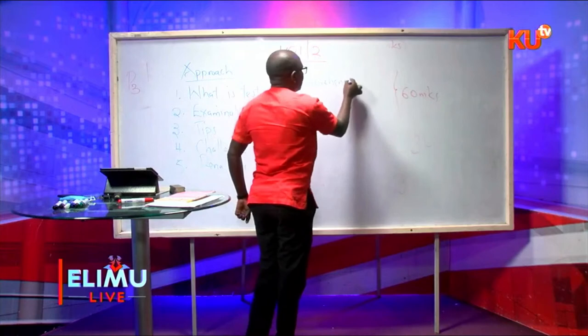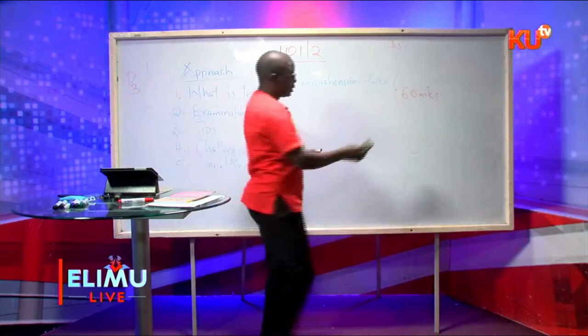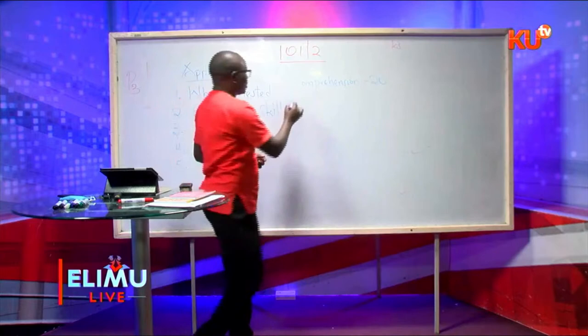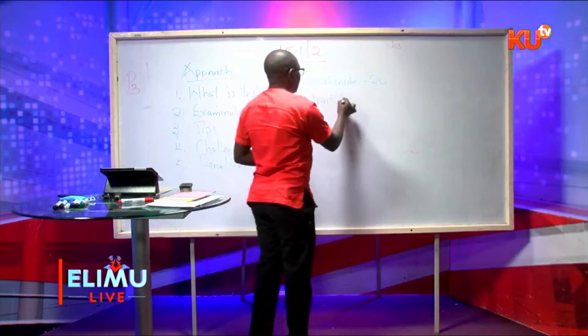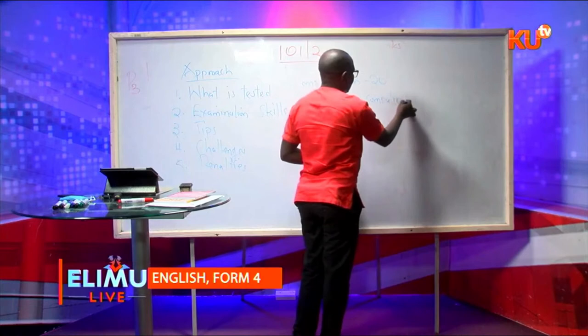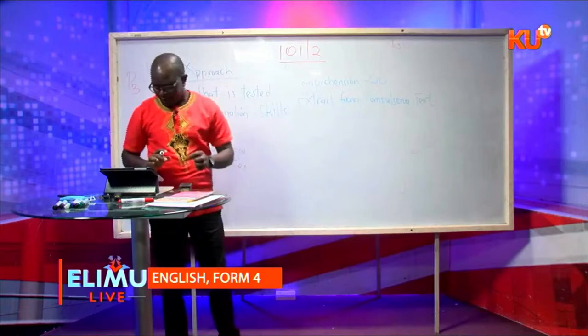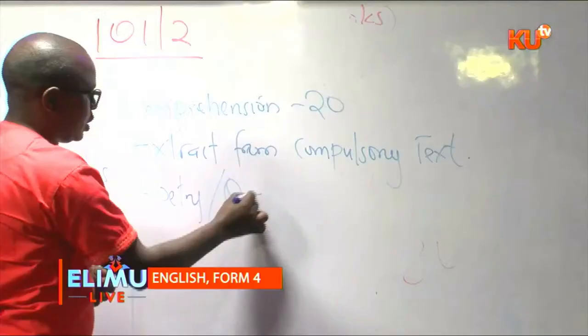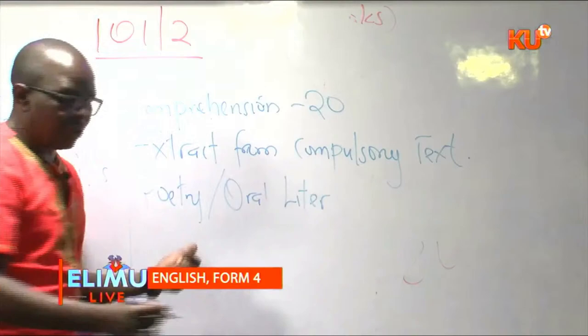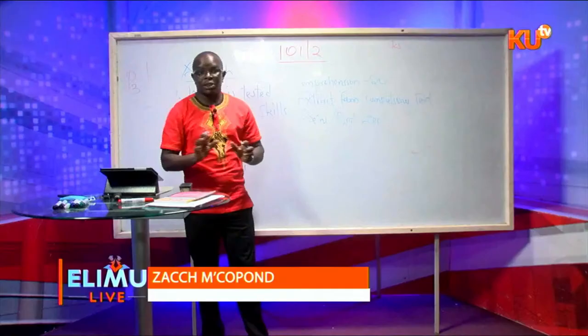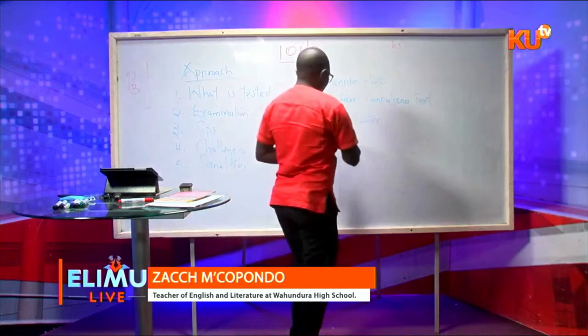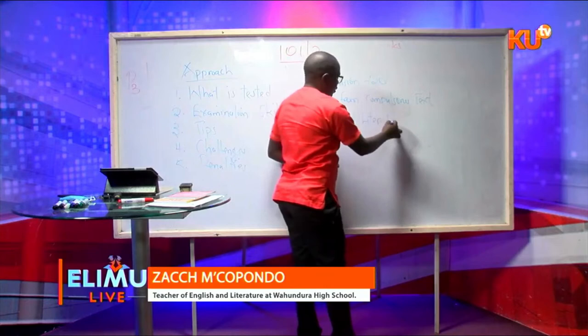Comprehension usually carries 20 marks. Number two, an extract from a compulsory text. Then what is again tested here is question three, poetry stroke oral literature. And in this category, I'm going to give us the different poetries or oral literatures that have been tested since we started testing this paper in 2006. So we have oral literature. So extract from compulsory text carries 25 marks.